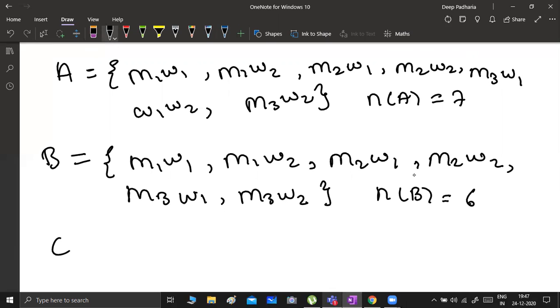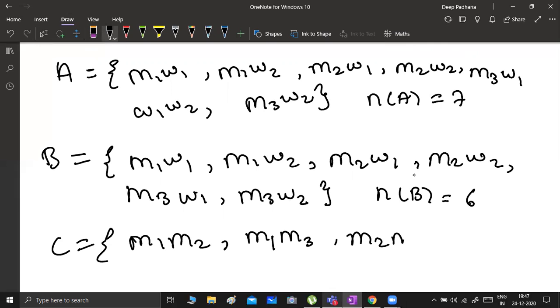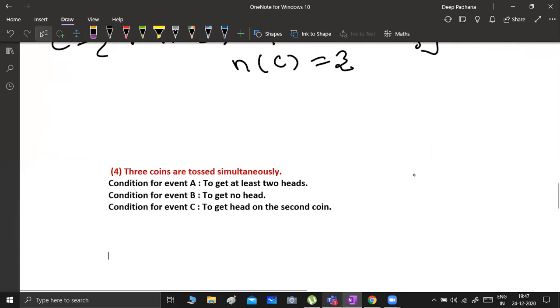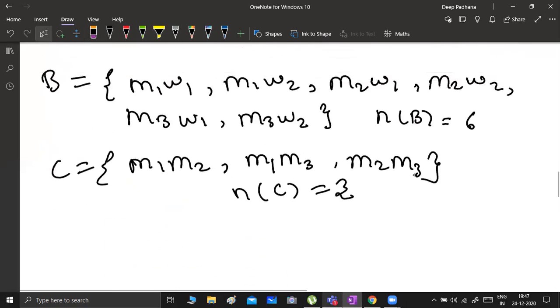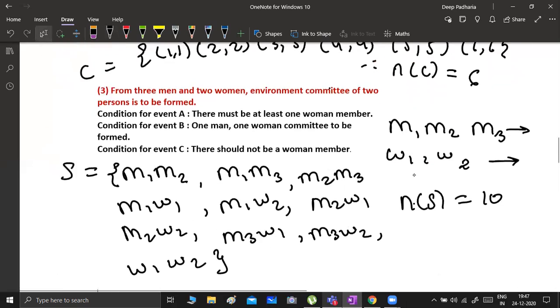And last but not least, the condition for event C is that there is no woman in the committee, meaning we only need men. M1 M2, then M1 M3, and M2 M3. So n of C would be 3. It is clear that it had to be 3 because there are only 3 men. Now going towards the fourth question.